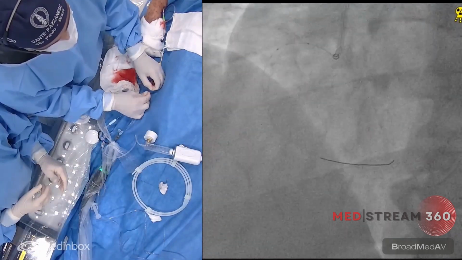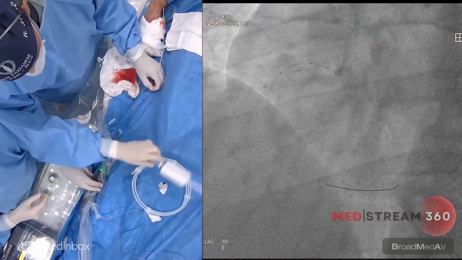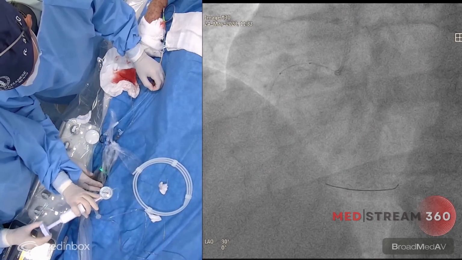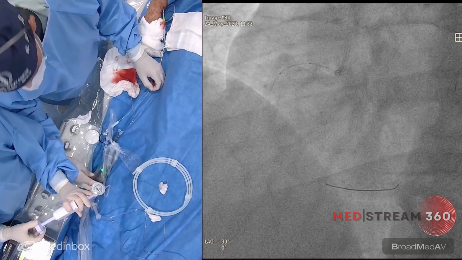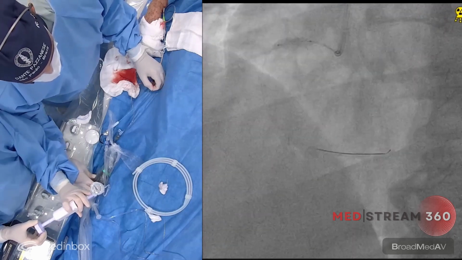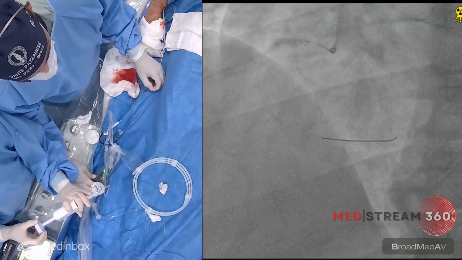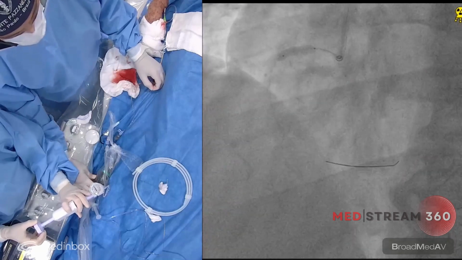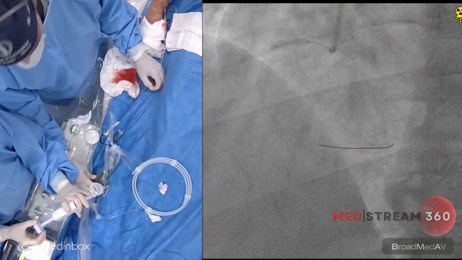So as you can see here, Rodolfo has been working hard to get across. Now I think he is a little bit distal. You're distal now, Rodolfo? Yeah, a little bit. A little bit, but we could not get through that curve in the right with the IVL catheter.